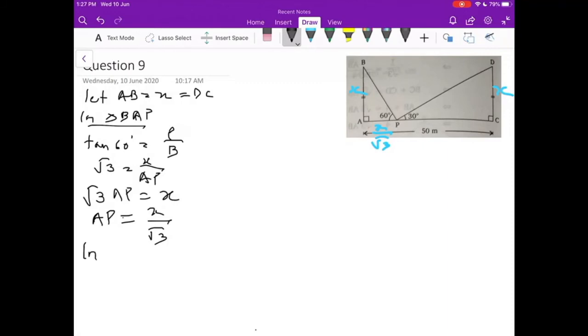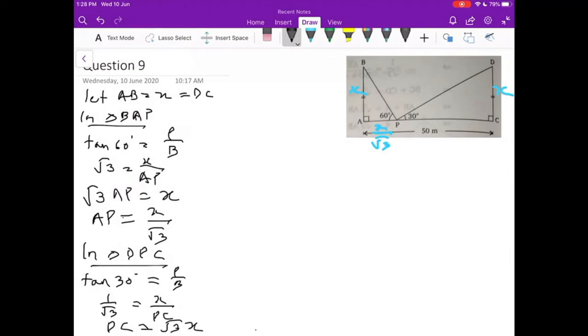Now I am going on to the other triangle. In triangle DPC, in DPC also I'll take tan because perpendicular is there and I want to find base. So taking tan 30 degree is perpendicular by base, and tan 30 value is 1 by root 3. Perpendicular is x and base is PC. If you cross multiply, your value of PC will come root 3x. So now let me write down what I got, PC. PC I got root 3x.